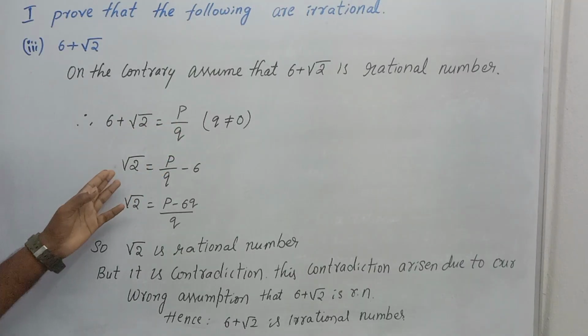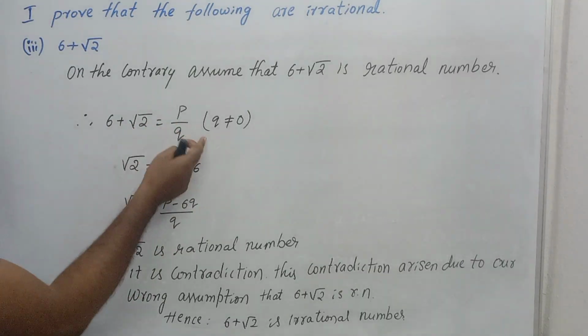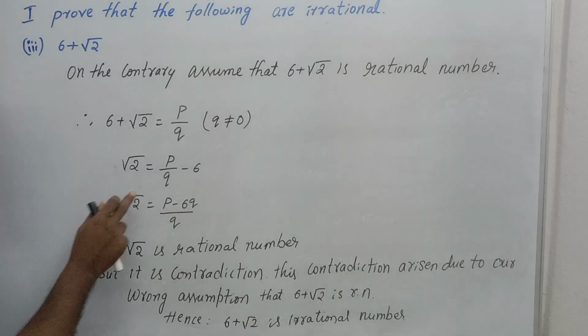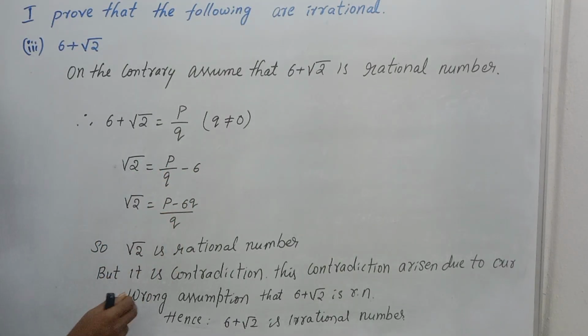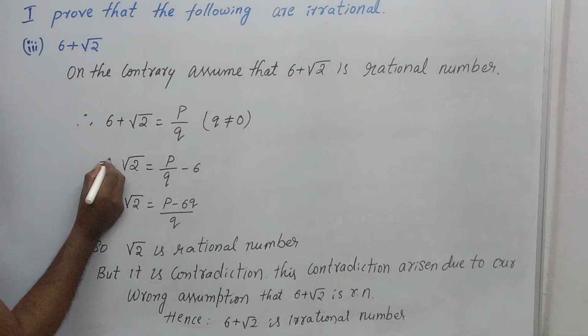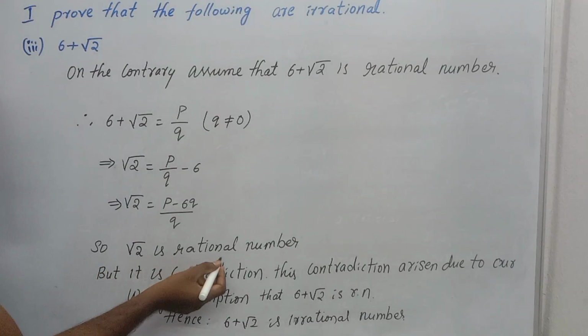So here, the same I have written. Root 2 equals p by q minus 6. Sending this 6 to that side, it becomes minus 6. Now cross multiply it, then p minus 6q by q. So now root 2 is in the form of what? It is in the form of a by b, right? So it is in rational form. So root 2 is a rational number.